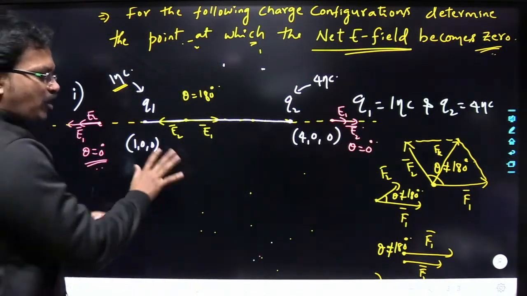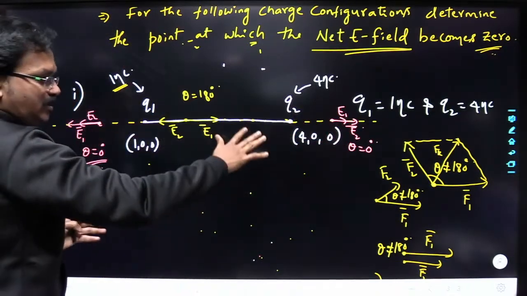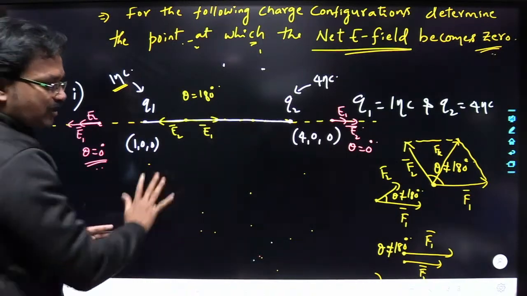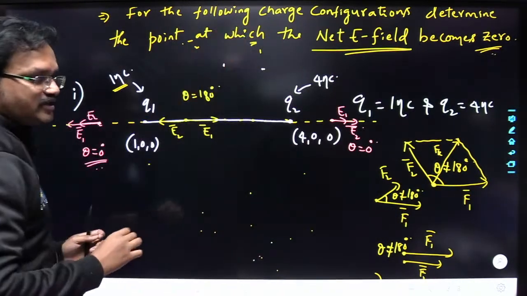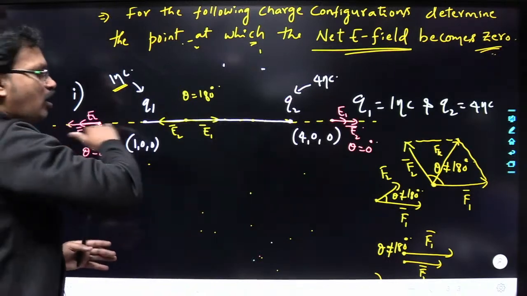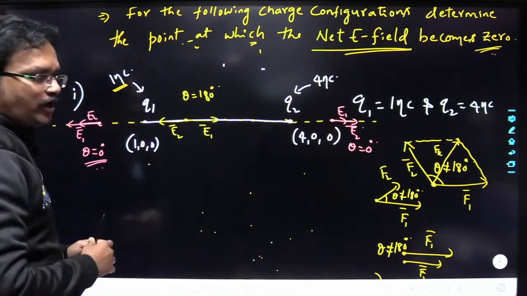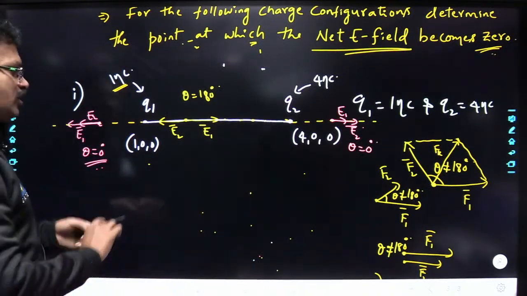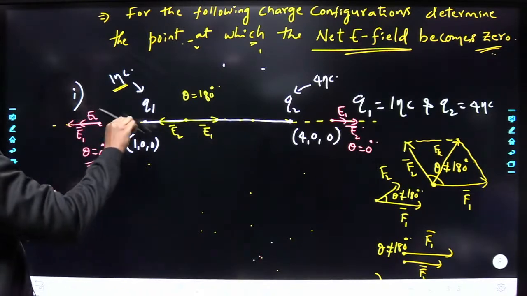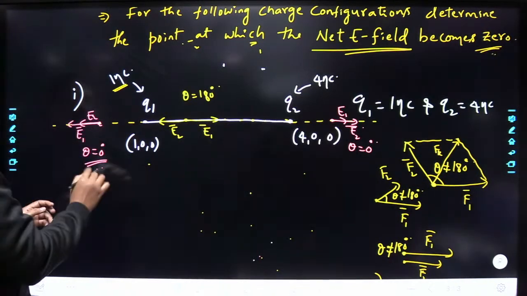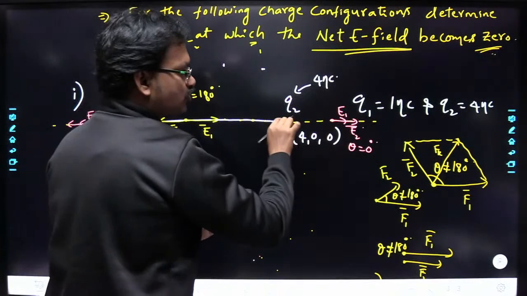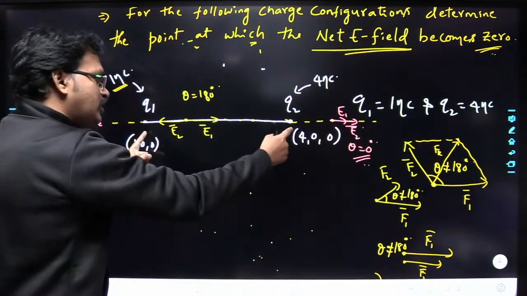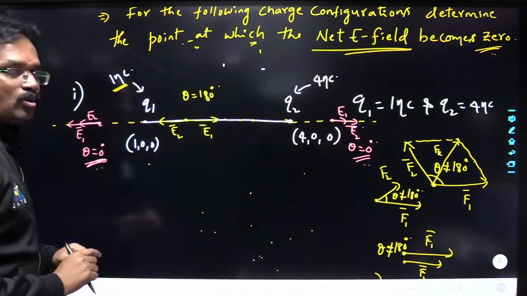So at any point other than along this line, theta will be neither 0 nor 180. Understood? In all the remaining regions, theta is neither 0 nor 180. Only along this line will you get theta as either 180 or 0 degrees. If you move to the left of Q1 on this line, theta will be 0. To the right of Q2, if you move along this line, theta is equal to 0. But if you consider any point between these two charges, theta is equal to 180 degrees.